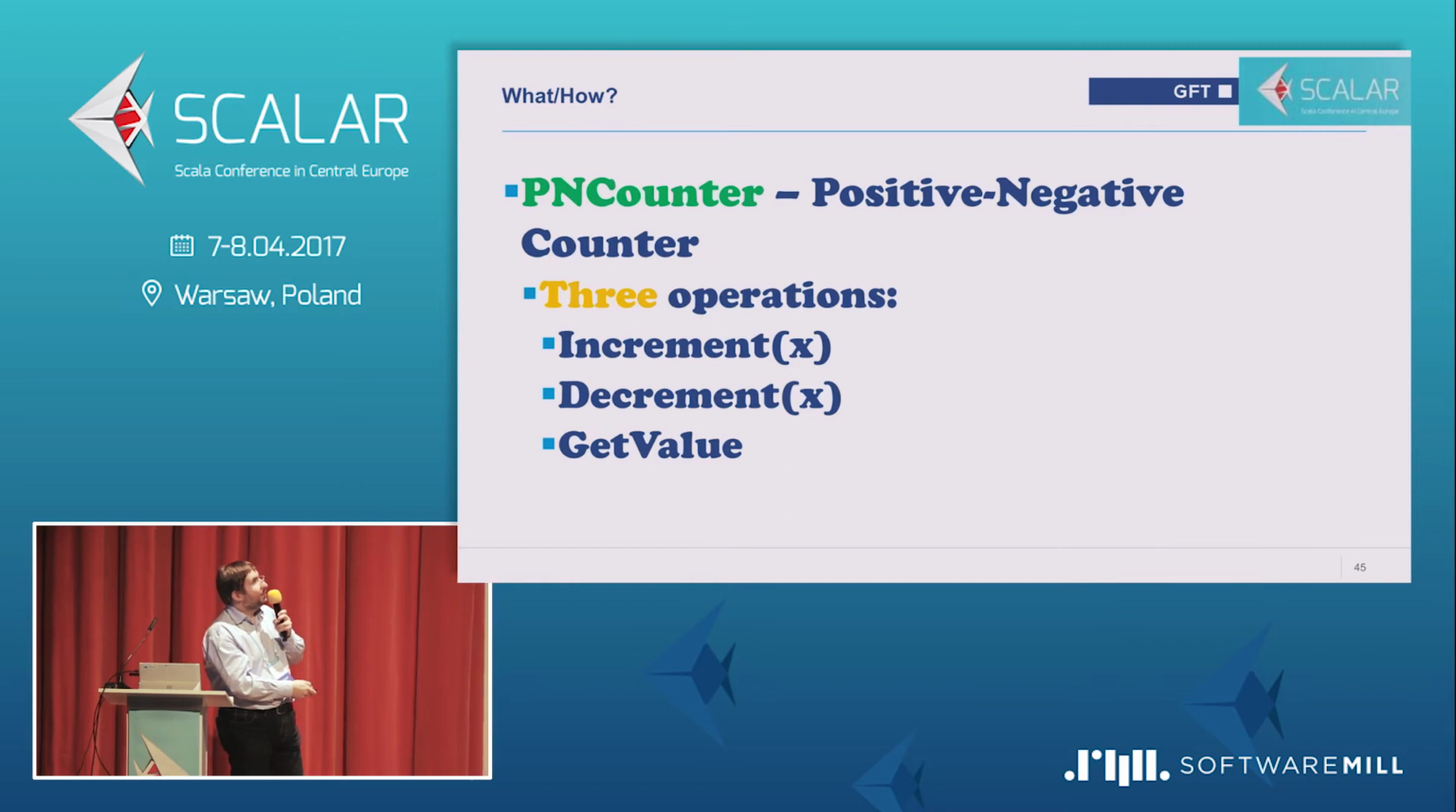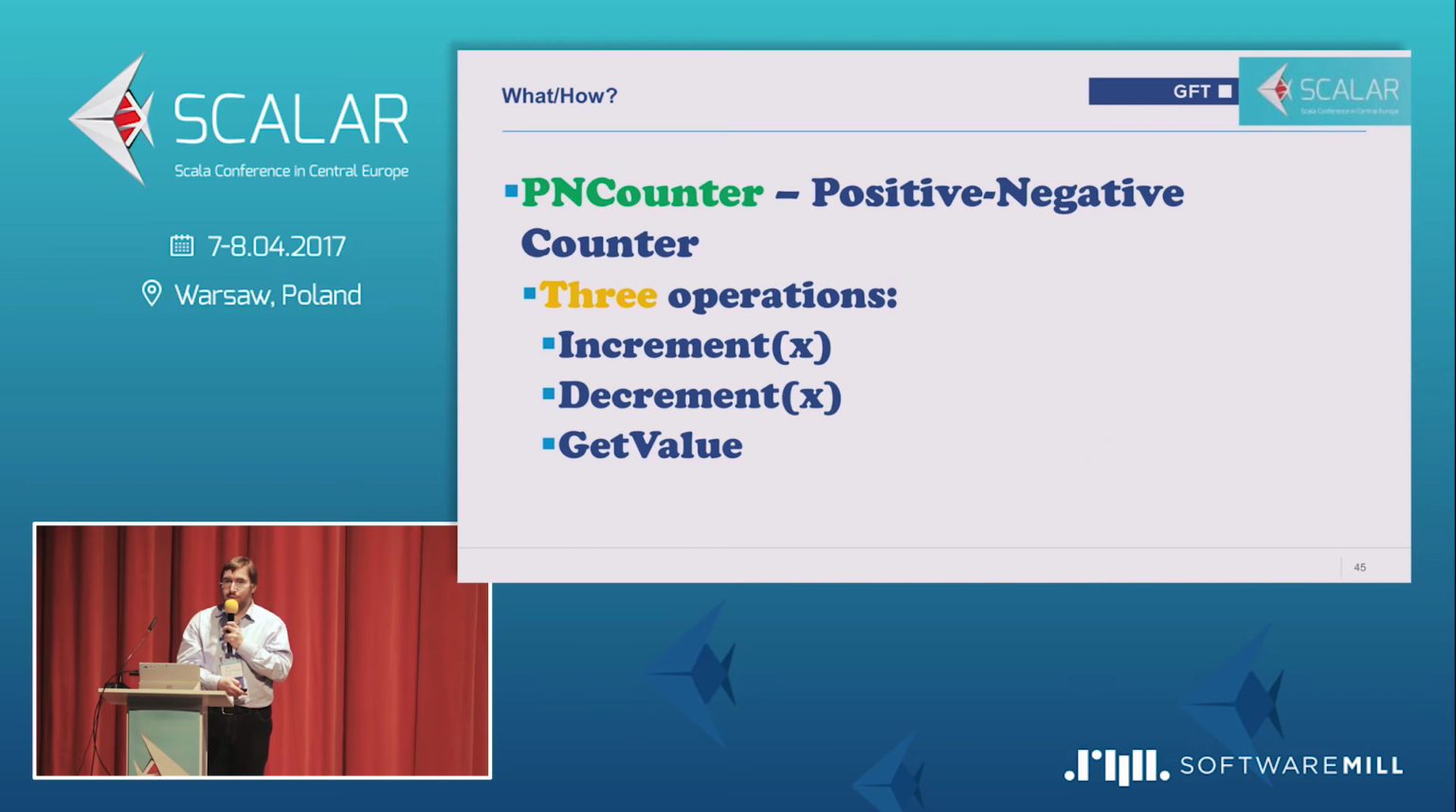Okay, how do I count with addition and subtraction? I need to create the PN counter, positive negative counter, which will have 3 operations: increment, decrement, get value. The API is trivial, but the inner working is not exactly as trivial, because I can never subtract, because it's a CRDT and subtraction is not good.